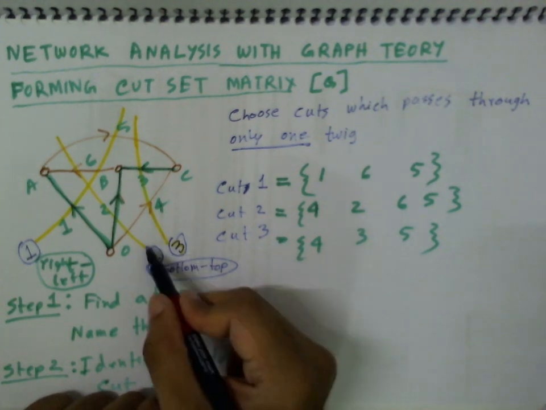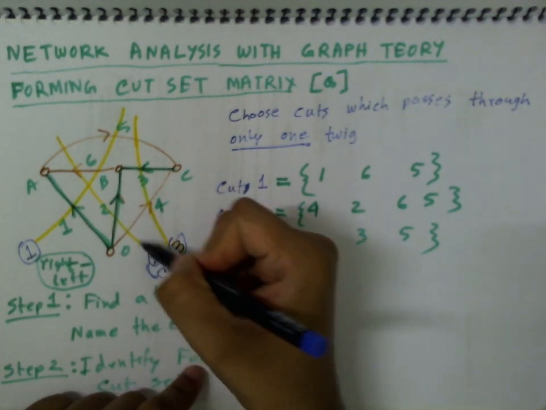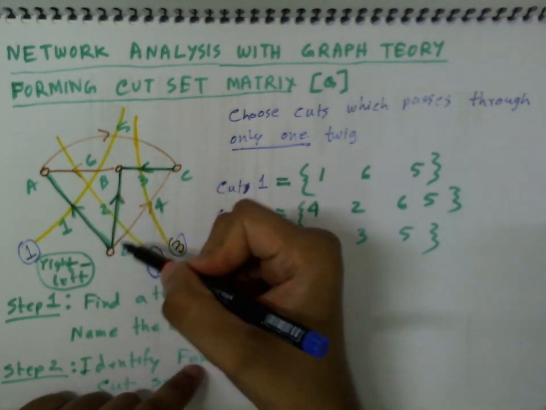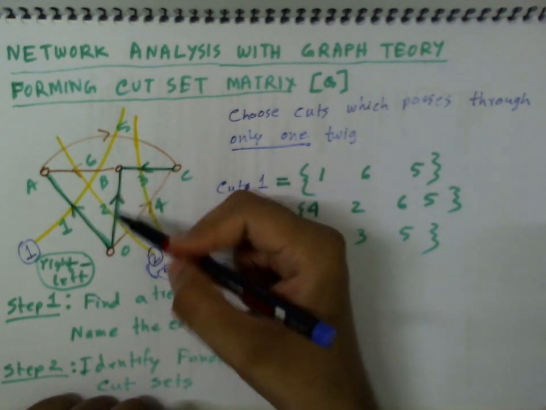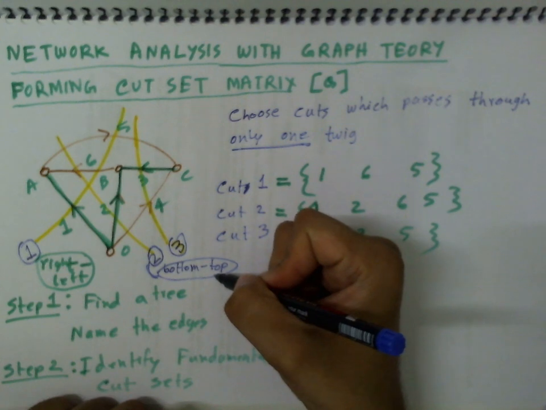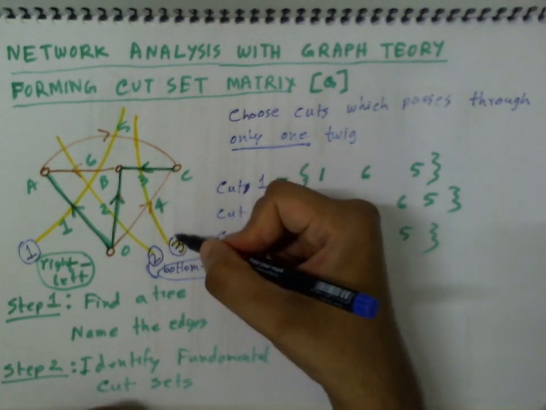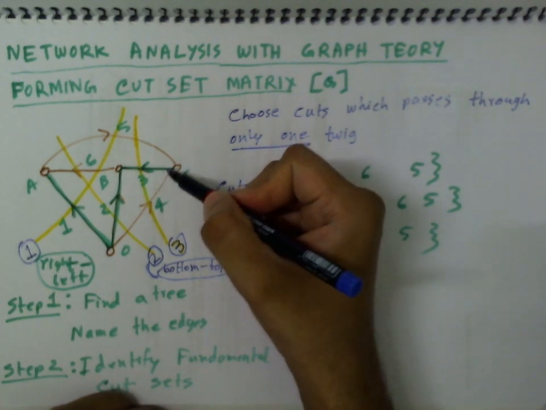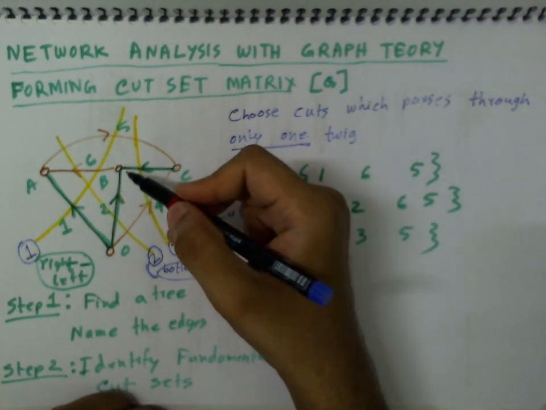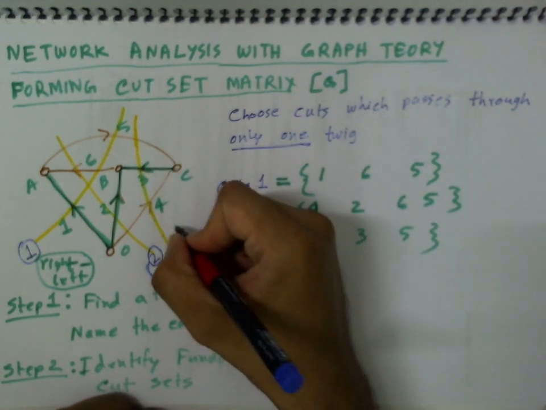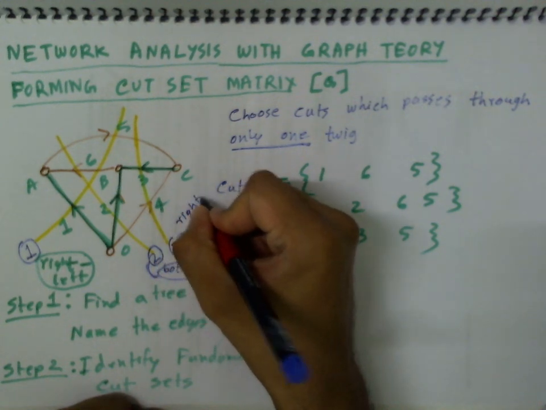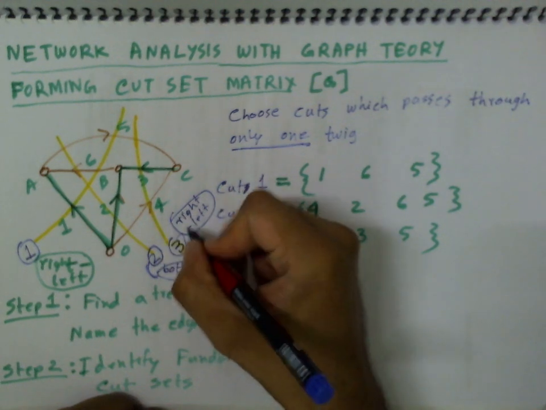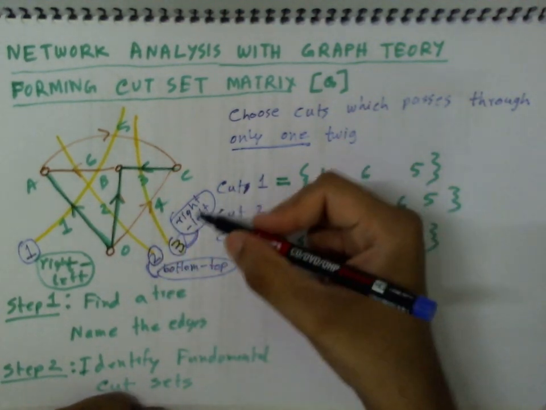Cart 2 is generated by this edge 2, and this goes from bottom to top, so I take this direction as the direction of cart 2. Similarly, cart 3 is generated by this edge 3, which is from right to left. So I choose right to left as the direction for cart 3.